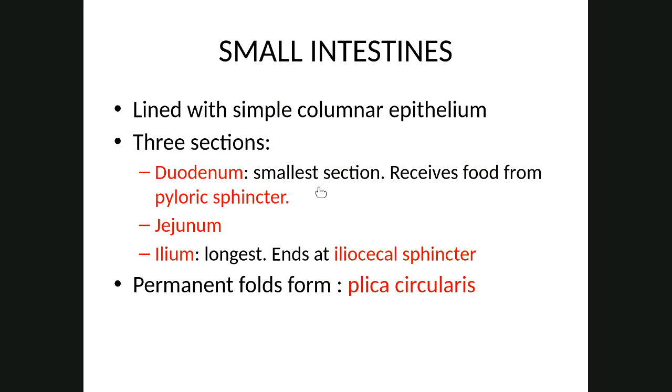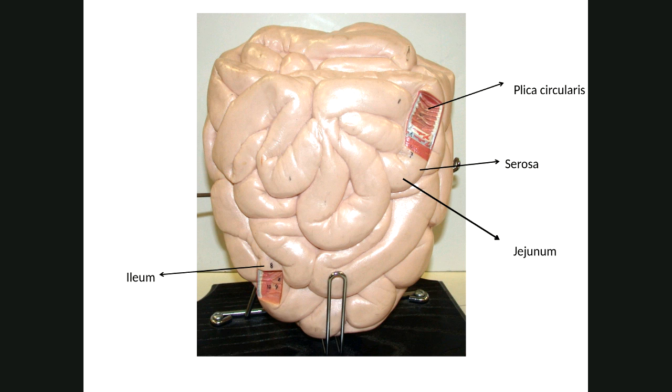It is lined with simple columnar epithelium. Duodenum, jejunum, ileum. The ileum is the longest, and it ends in the ileocecal sphincter, which we will look at closely. It has permanent folds called plica circularis, and let's look at those. So here's your small intestine. The ileum is here. It starts, remember, duodenum, then jejunum, then ileum.